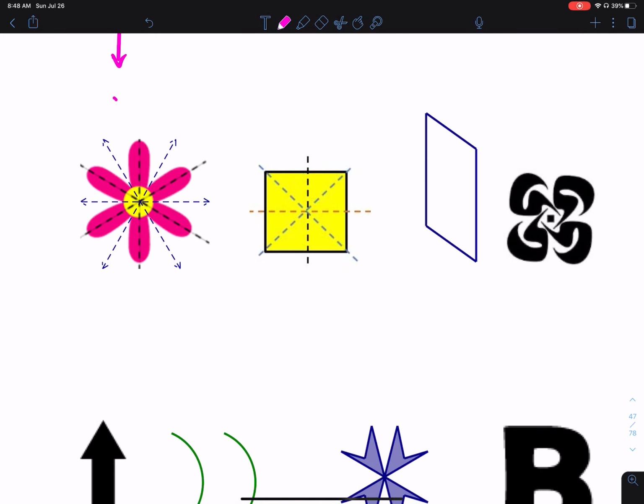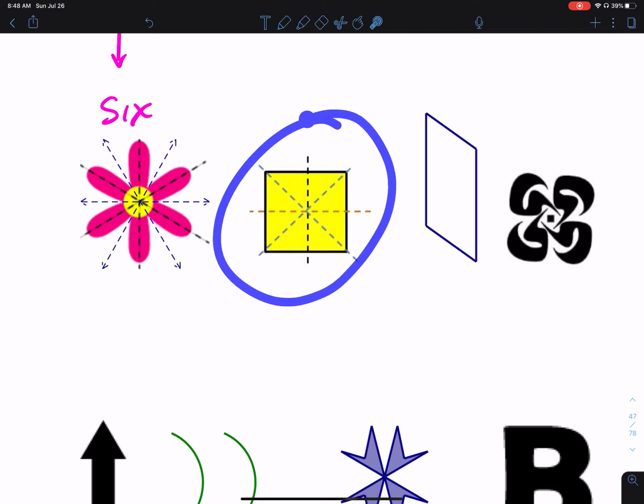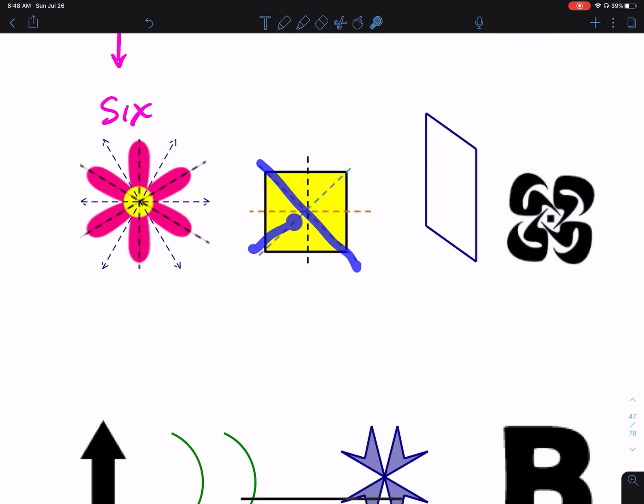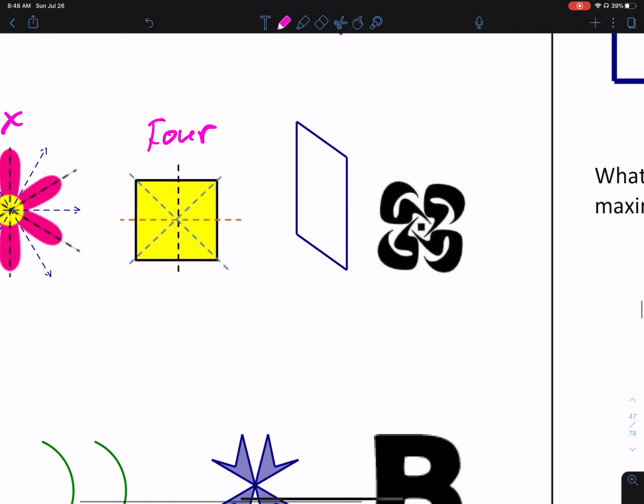This flower has 6 lines of symmetry, and they're already kind of marked for you here. 1, 2, 3, 4, 5, 6 different lines we could reflect it over, and you'd never know it was reflected. The square has 4. 1, 2, 3, 4. You could reflect it over any of those or all of those, and the figure wouldn't even be able to tell that it's moved.